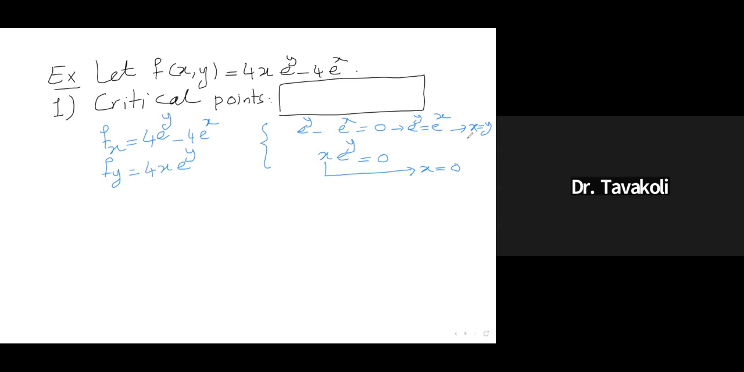So having these together tells me that the only possibility for the solution is x is 0 and y is 0. From the second equation, I got x is 0. From the first equation, I got x equals y. So y must be 0 as well. So the only critical point that we have here is (0, 0), just one critical point.